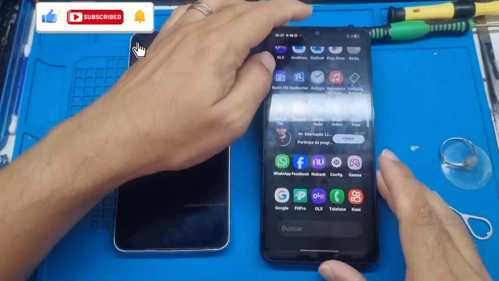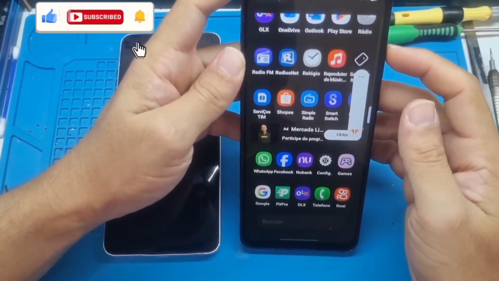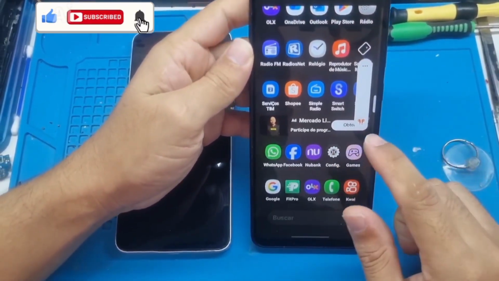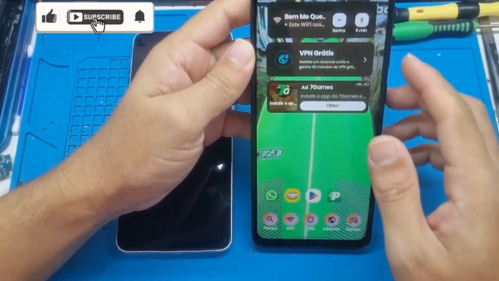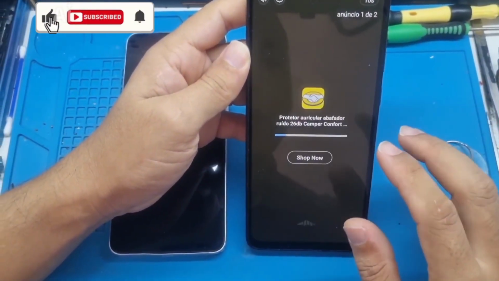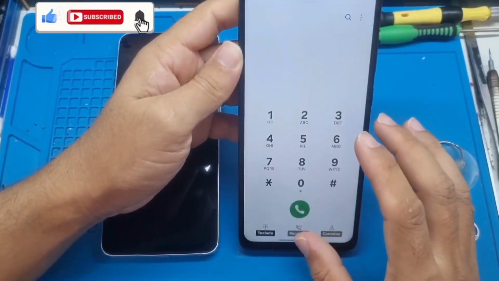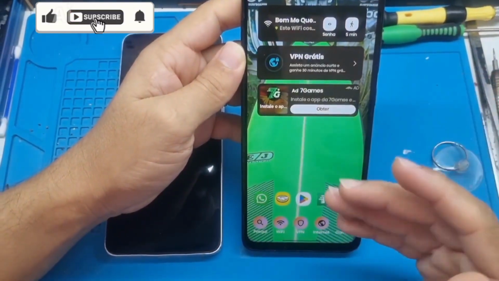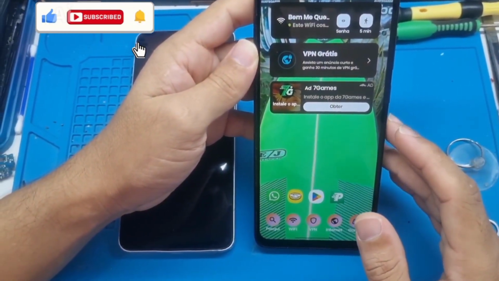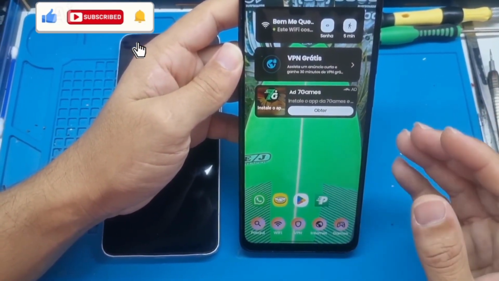Folks, this device here came to our technical support with the client stating that it's showing, as you can see, this headphone connected. This device already came from another technical support, and the person there who worked on his device said the defect is the board.